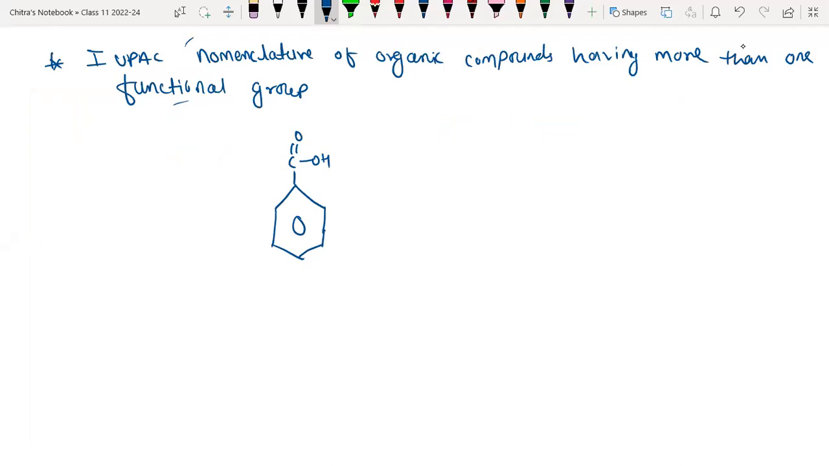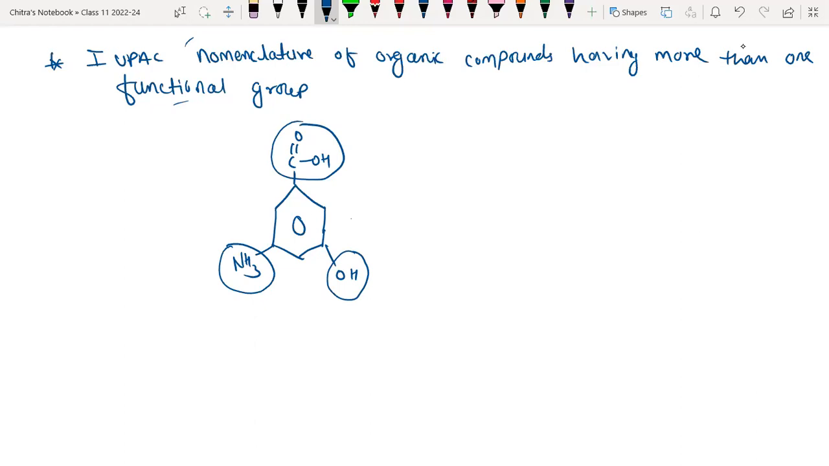So I'm just drawing the benzene ring. Here we have a C double bond OH group. Here we have the OH group, the hydroxy group. And here we have the amine group, NH3. See here, all these three are functional groups only, but we have to check which one has the higher priority.